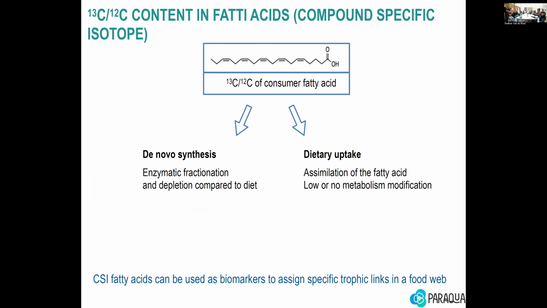So here is just a short schematic representation to guide you a bit through this. If we have a consumer fatty acid with the ratio of C13 and C12, we have two possibilities. Either this fatty acid has been synthesized de novo, what is called enzymatic fractionation, so there is some metabolic way involved. It means that there is some depletion compared to the diet in the consumer that gets the product.